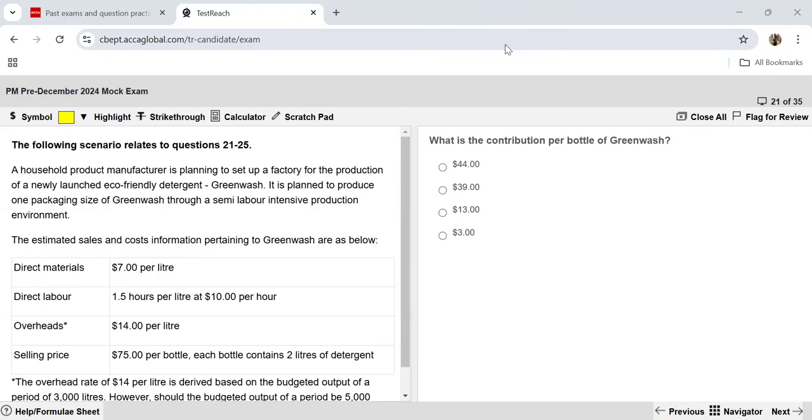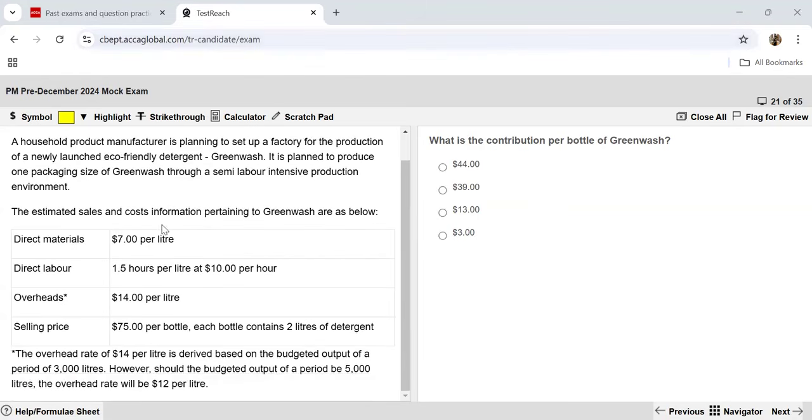Let's get started. A household product manufacturer is planning to set up a factory for the production of a newly launched eco-friendly detergent, Greenwash. It is planned to produce one packaging size of Greenwash through a semi-labor intensive production environment. The estimated sales and cost information pertaining to Greenwash are as follows. You have direct materials costing you $7 per liter, direct labor costing you 1.5 hours per liter at $10 per hour. Overheads, and you see a star over here, are $14 per liter.